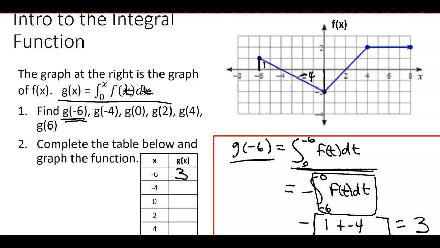What do you have to do with the numbers you start off with in your integral, like what do you make negative again? You only have to flip it if the bottom one is bigger than the top. So 0 is bigger than negative 6, so we wanted to reverse that. And when you do that, you just put a negative in front of your integral. Okay. All right, let's do another one.